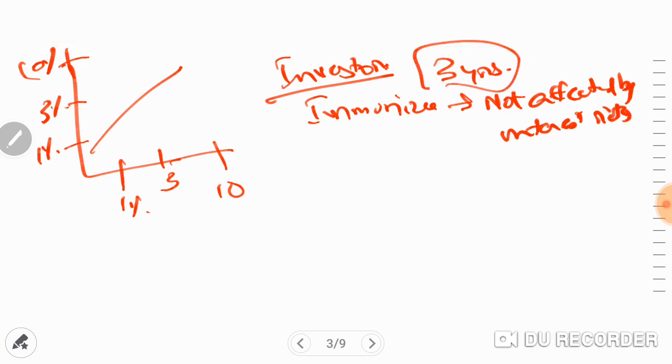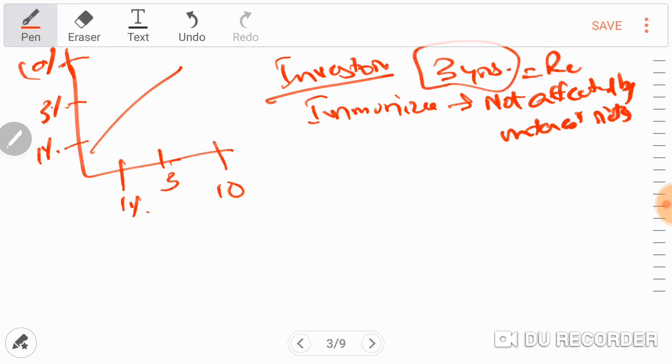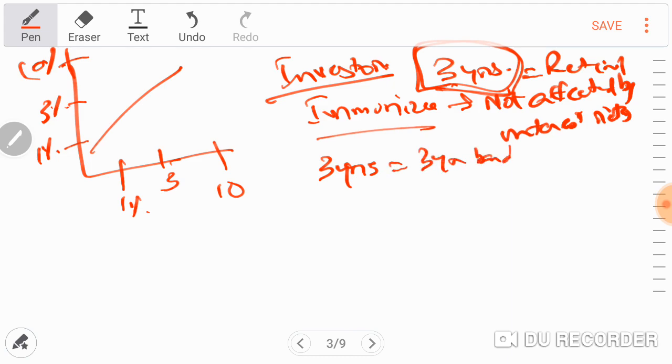If his time frame is 3 years, maybe he's going to retire in 3 years and wants to use this money then, or maybe he wants to buy a car. Whatever the reason is, his time frame is 3 years. At the end of 3 years, he wants his money back. So if he wants to do immunization, he's going to go and buy a 3-year bond, and based on our example, a 3-year bond is giving us 3%.